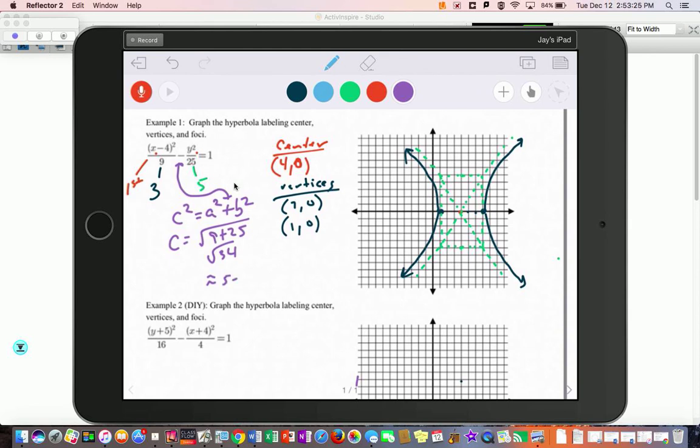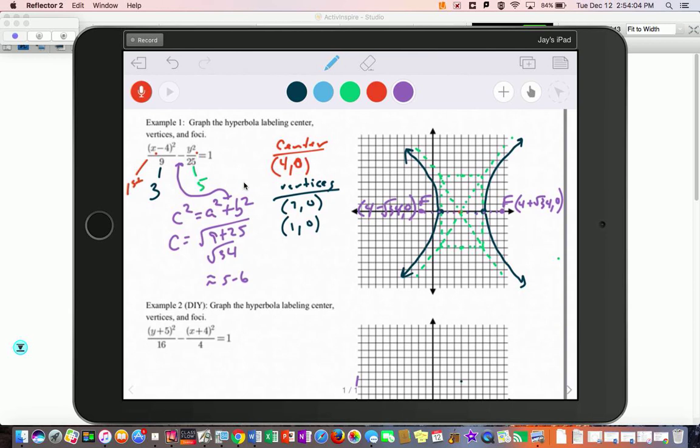But c then will be the square root of 9 plus 25, so the square root of 34, which is somewhere between 5 and 6. Pretty close to 6. So you're going to go 1, 2, 3, 4, 5, almost 6. So there'll be a focus here, excuse me, and that's 4 plus the square root of 34, comma 0. And then you go 1, 2, 3, 4, 5, almost 6. And this would be 4 minus the square root of 34, comma 0. And that's the first hyperbola.